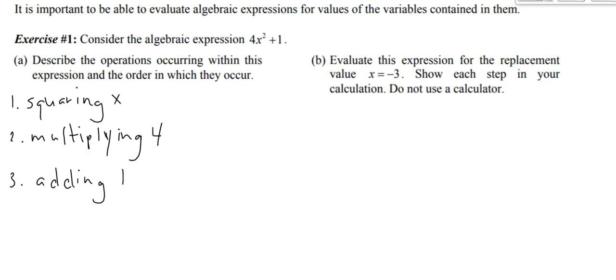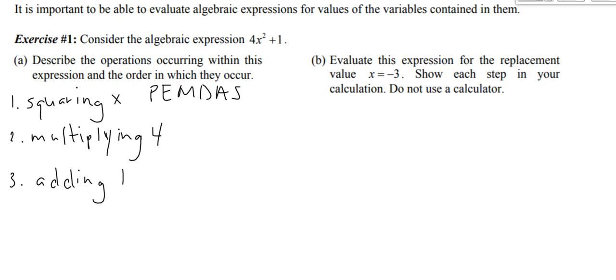Those would be the 3 operations that we would do in this order, knowing that we squared first, then multiplied by 4 and added 1. Also think of order of operations. Exponents were dealing with the squared, multiplication was multiplying 4, and addition was adding the 1.